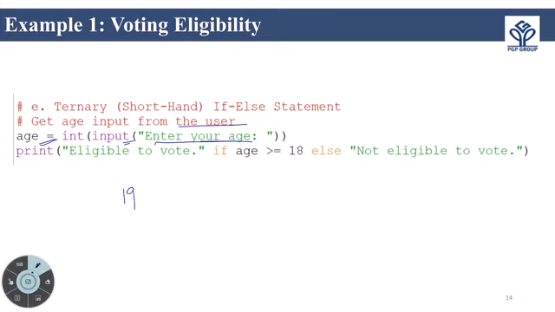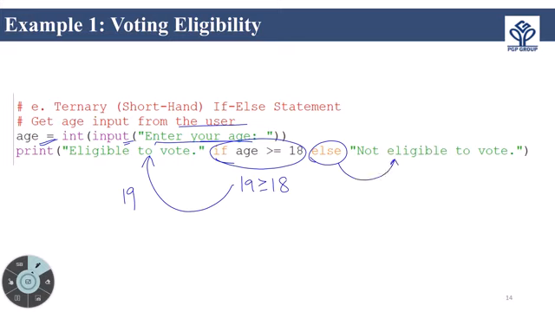Print eligible to vote if the condition is true. So 19 greater than or equal to 18. When the condition is true, then print eligible to vote. Otherwise, print not eligible to vote. See, the whole expression is contained in a single statement. That is ternary shorthand. Clear?